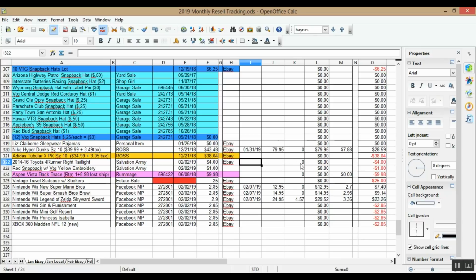Then however much they pay for shipping, I will put here. This will add those two together. And then this will be how much eBay charges me for shipping, which many times is cheaper than what the person pays. And then this will be the profit. It will be the total sales price minus how much I paid, $4, minus how much I paid for shipping, and it will make a total over here. So basically that's what I do to keep track of everything.